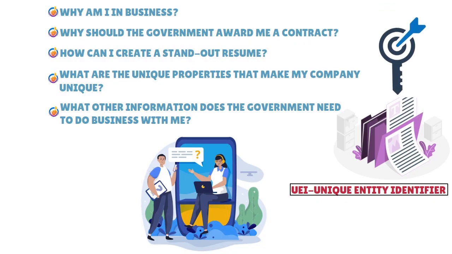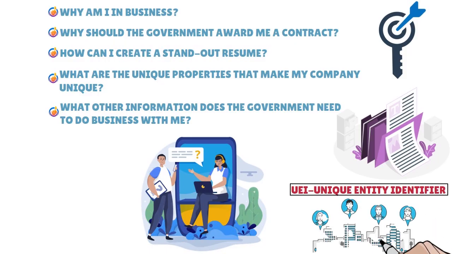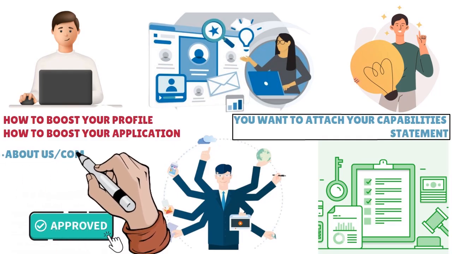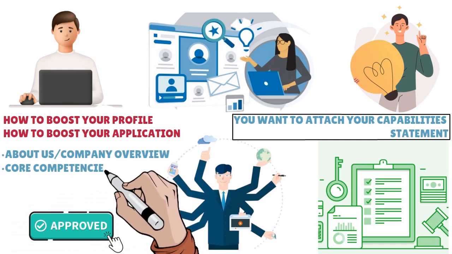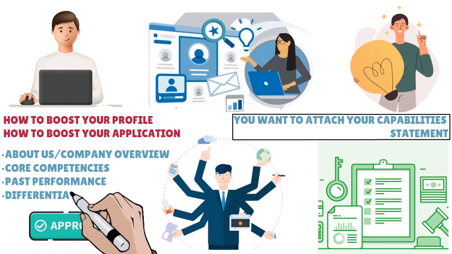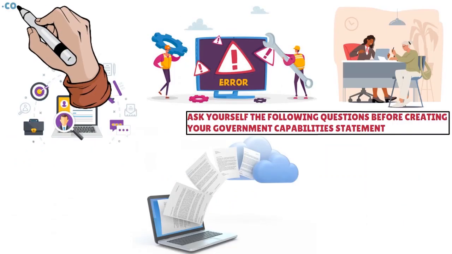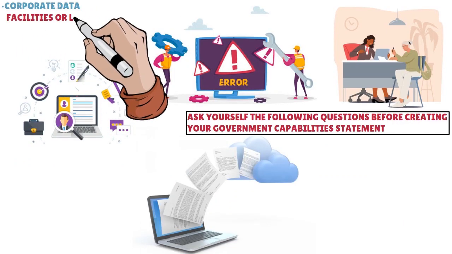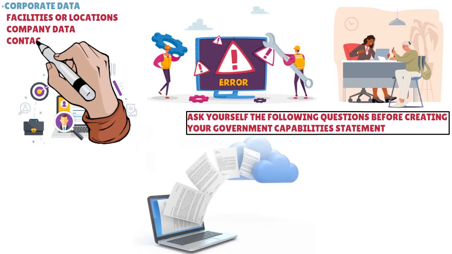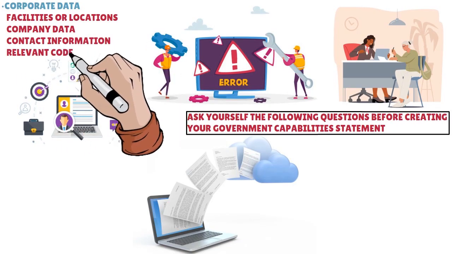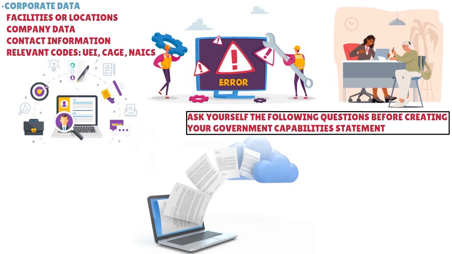points. There are four main parts of a successful capabilities statement that all companies should focus on. This is basically you have about us, company overview, core competencies, past performance, and differentiators. Okay, those are the top four. Now you can have the fifth one. That's actually corporate data. So facilities or locations, company data, contact information, relevant codes such as UEI, CAGE, or NAICS.